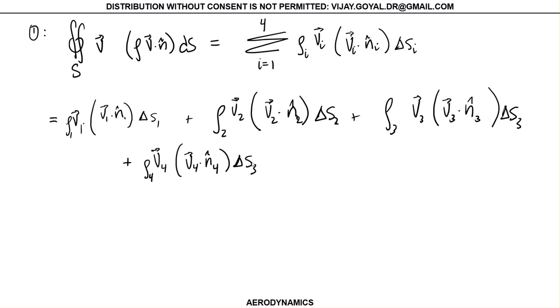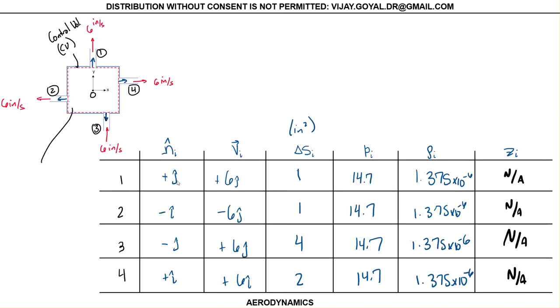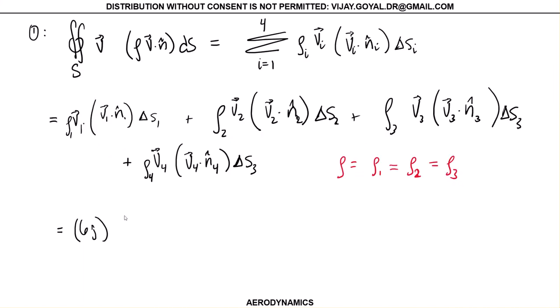So now you basically replace all those values. I am not going to replace the rho at first instance because it's a lot easier. I'm going to call rho 1 equal to rho 2 equal to rho 3, so keep everything in terms of rho. The velocity at 1 comes from this table. This was 6, then multiplied by 6j. You had rho, and dot n was positive j.